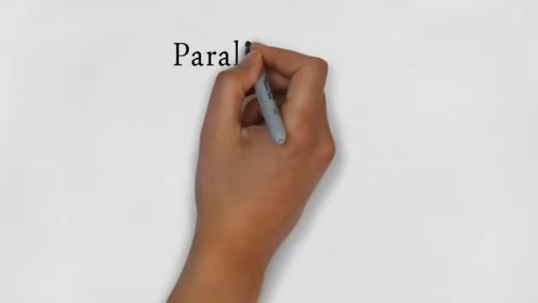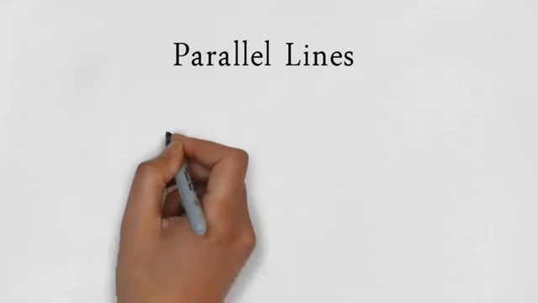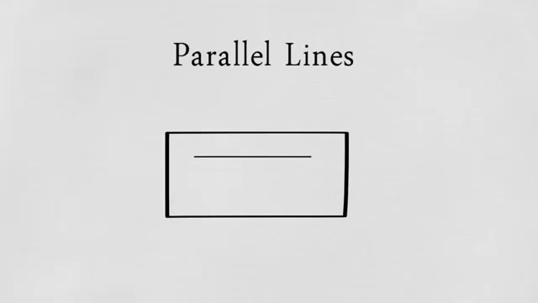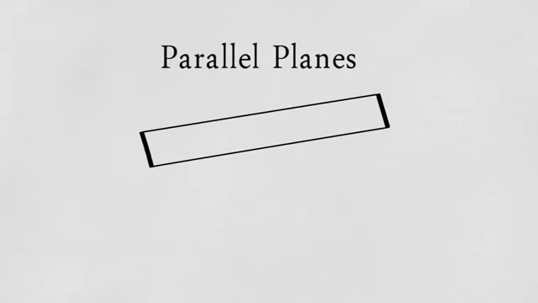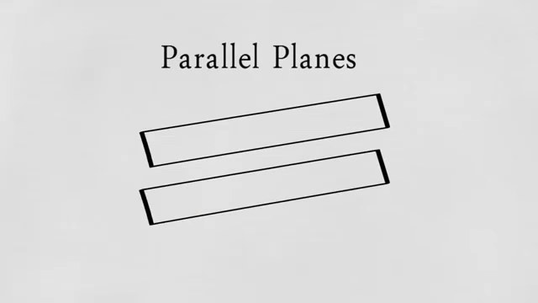Parallel lines. Lines in a plane which do not meet, that is, two lines in a plane that do not intersect or touch each other at any point are said to be parallel. Parallel planes. Parallel planes are two planes that do not intersect.